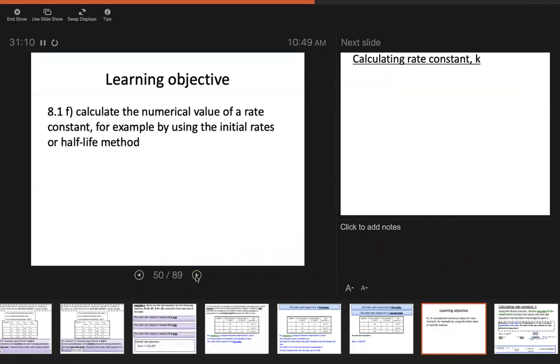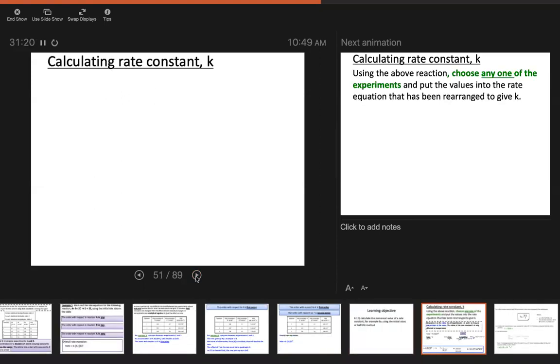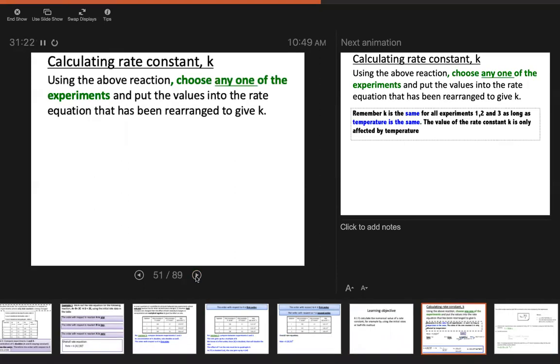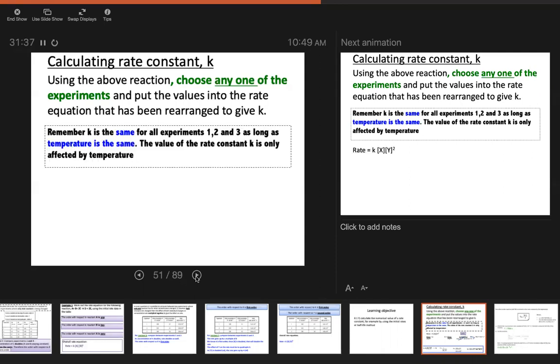This brings us to the next part, which is calculating the numerical value of the rate constant k. Okay, so calculating rate constant k for this reaction, we can choose any of the experiments 1, 2, or 3, because what did I say about rate constant? They are the same. They are constant for as long as the temperature is the same. Okay, remember k is the same for all experiments 1, 2, and 3 as long as the temperature is the same. So how do you find k?